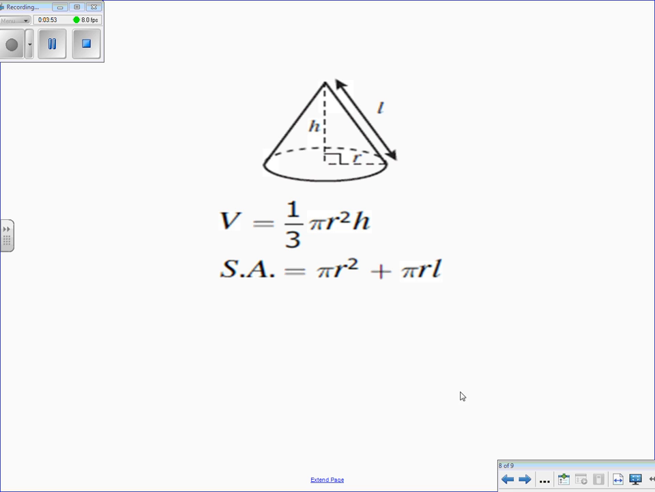Finally, our cone. Pi r squared will give us the area of the base, and pi times r times the slant height will give us the area of the cone part of it. So we have the area of the base, and pi rl will give us the area of the cone. Again, that's simply a line from any point along the circle to the apex. That will give us the slant height, multiply that together, and we will get the surface area of the cone.